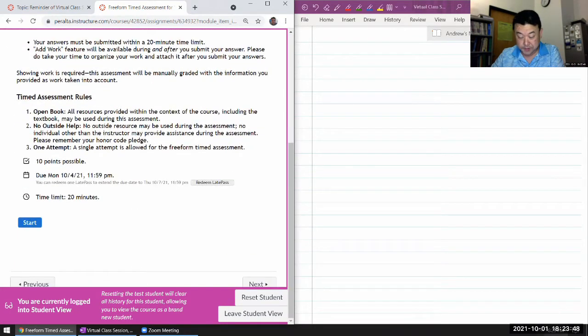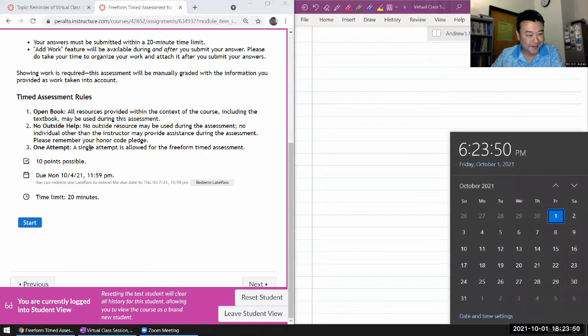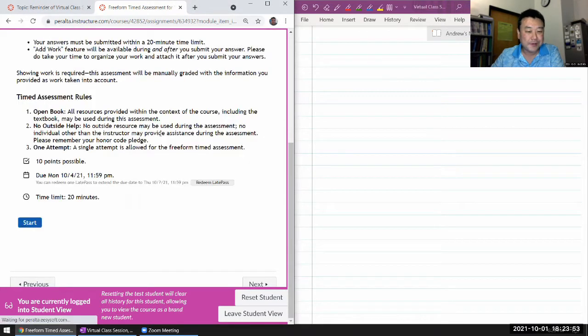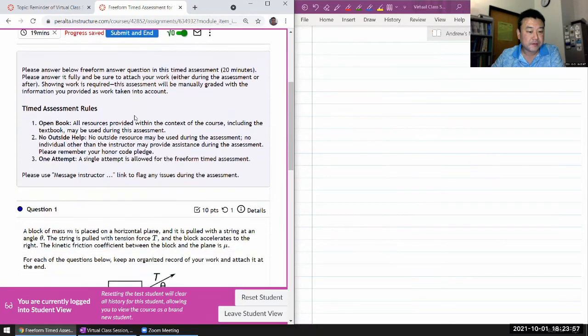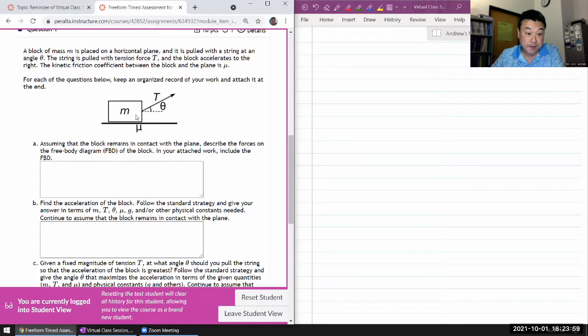So I'm going to start and note the time I'm starting so that I know how much time I have, 20 minutes. All right, so answer, okay. A block of mass M is placed on a horizontal plane. Okay.